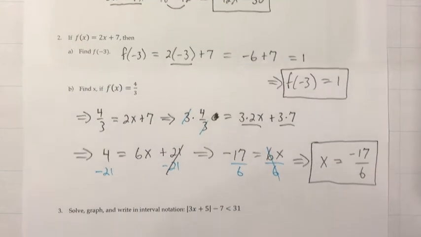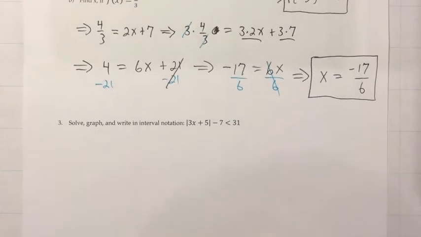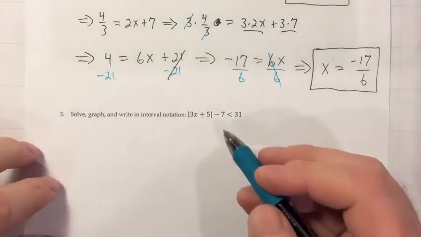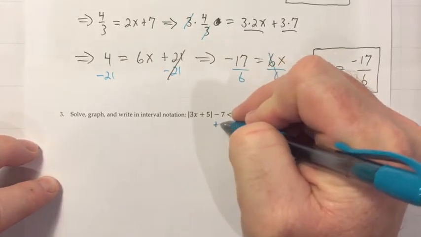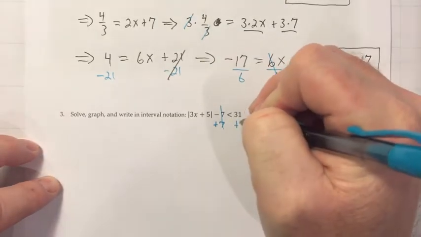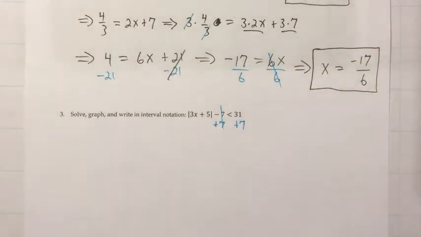Alright, now moving on to problem number 3. They want us to solve, graph, and write in interval notation, and we've got an absolute value inequality there. So one of the things that you want to remember with absolute value inequalities is before we can remove the absolute value, we have to get the absolute value by itself. So we have this minus 7 attached to the absolute value, so if we add 7 right here, those would cancel. And if we're going to add 7 to one side, we have to do it to the other side as well to keep things balanced.